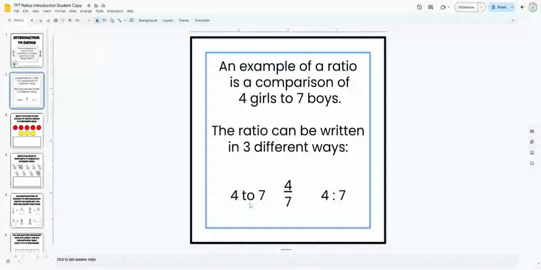We can write it with the word "to" in between the two numbers, and if it's girls to boys, the 4 needs to come first, the 7 needs to come second. We can write it in fraction form, or we can write it with a colon in between the two numbers.